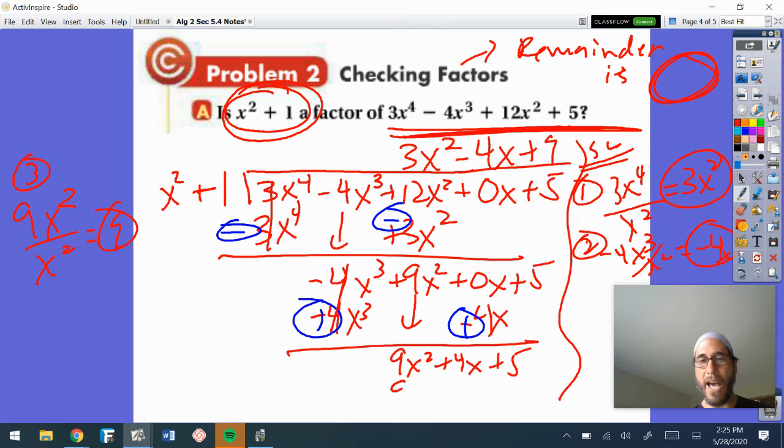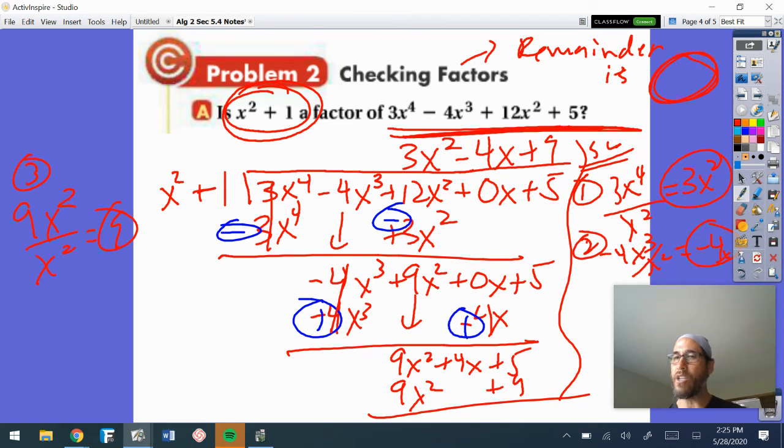I'm going to multiply 9x squared plus 9. Hopefully you're getting the hang of this now. Seems like you guys are. Now I'm going to subtract, which is a step that a lot of students forget. But that's what we do to find the remainder. And then that guy comes down.